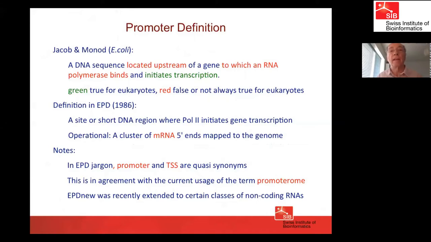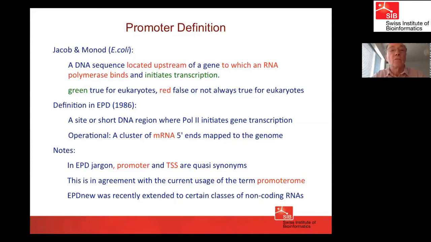So I take the liberty to start with some more philosophical remarks. Obviously, if you want to develop a database for something, you should know what your target is. And promoters are a difficult case in this respect, because it's an ill-defined term, a little bit like genes, which maybe have created more confusion than clarification. So we probably should go back to the origins.